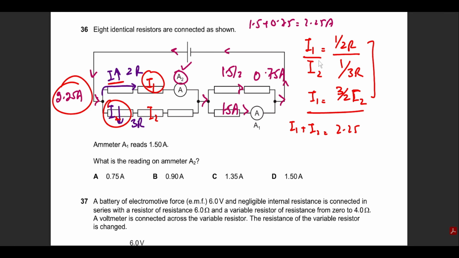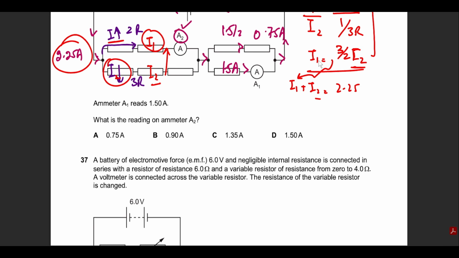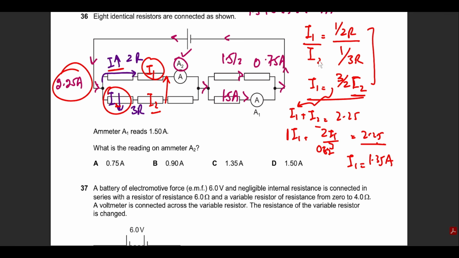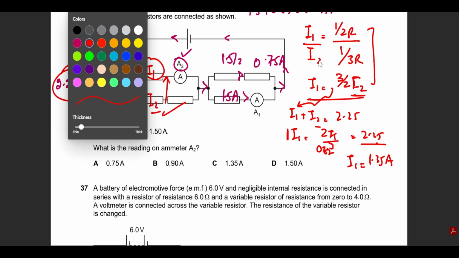Once we have this ratio, we can replace this into this equation and find I2. Once we have I2, we can find I1. Or you can simply make I2 the subject of the formula and replace it here. So this will become I1 plus 2I1 divided by 3 equals 2.25. You can take this to be 1. This is going to be 0.67. Add this into this. Take it over there. That side, divide it. Your I1 should be equal to 1.35 amps. And you can consequently find it for this one.